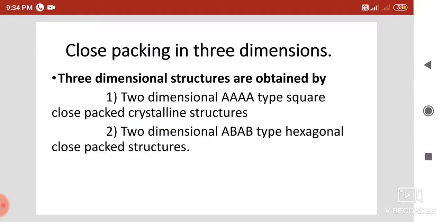Hello students, in the last video we discussed close packing in the crystal lattice in one dimension as well as two dimensions. Today we are going to start with close packing in three dimensions. Three-dimensional structures are obtained in two ways, that is, from the two-dimensional AAA type and the two-dimensional ABAB type. The two-dimensional AA type is also called square close pack crystalline structure, while the two-dimensional ABAB type is also called hexagonal close pack structure.